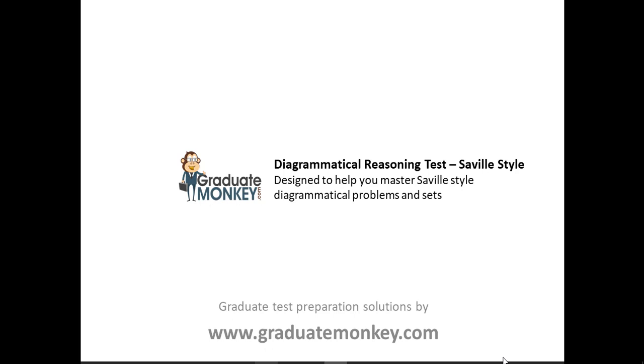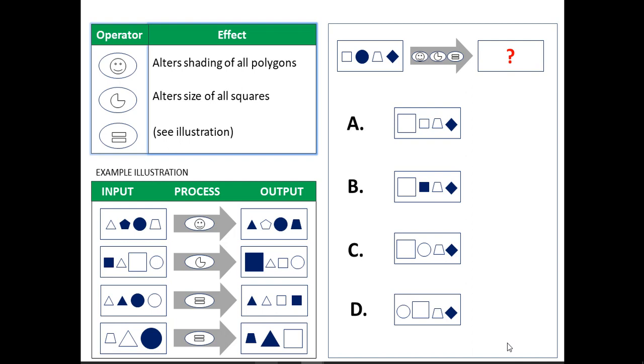In this problem, we'll look at how a specific set of operators change a set of shapes. We need to determine how three operators, namely a smiley face, a pie shape, and an equal sign, change or alter a set of shapes.